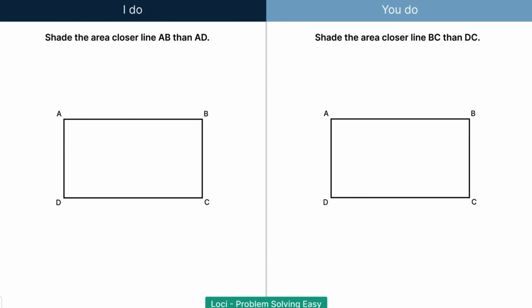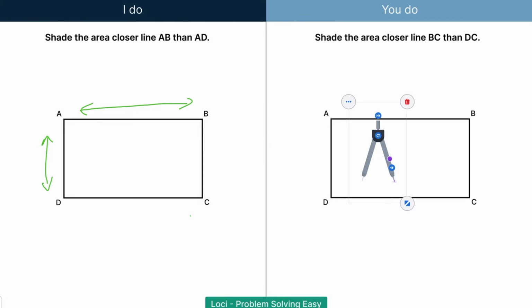So moving on, now it says shade the area closer to AB than AD. So here it's talking about lines. So in the previous question, we were talking about points, which is point A and point B. Now we're talking about lines. So it's talking about this line here and this line here. Now, in order to do that, what you don't want to do is find half of this line by doing this. I often see people do this. That would be incorrect, okay? You need to bisect that angle.